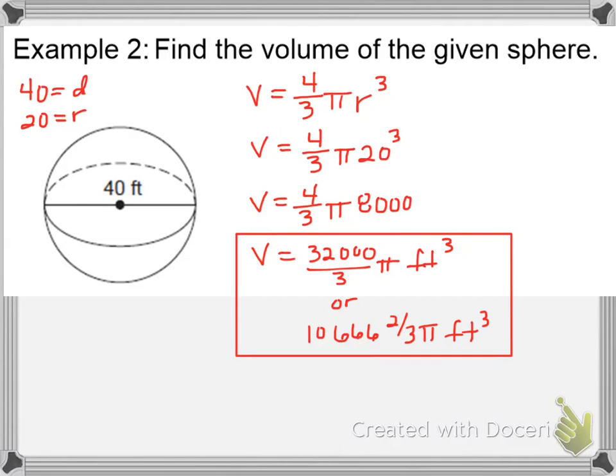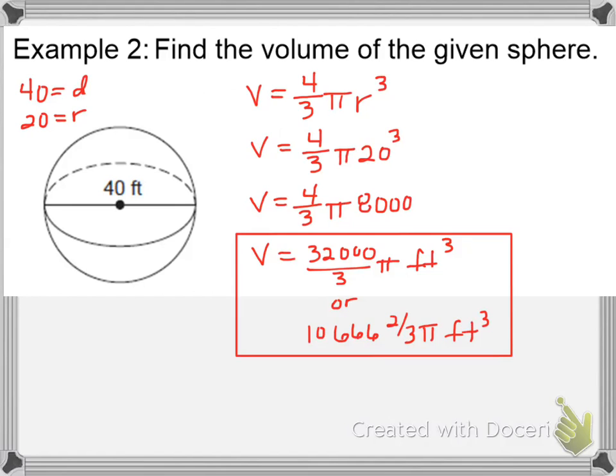So if you see 10,666.6 repeating, remember that the 6 repeating is 2/3. So you can also write it as 10,666 and 2/3, or if you do the 0.6 repeating, make sure to put the bar on top. And again, that's pi feet cubed. Both of these are acceptable answers. Either one is okay.